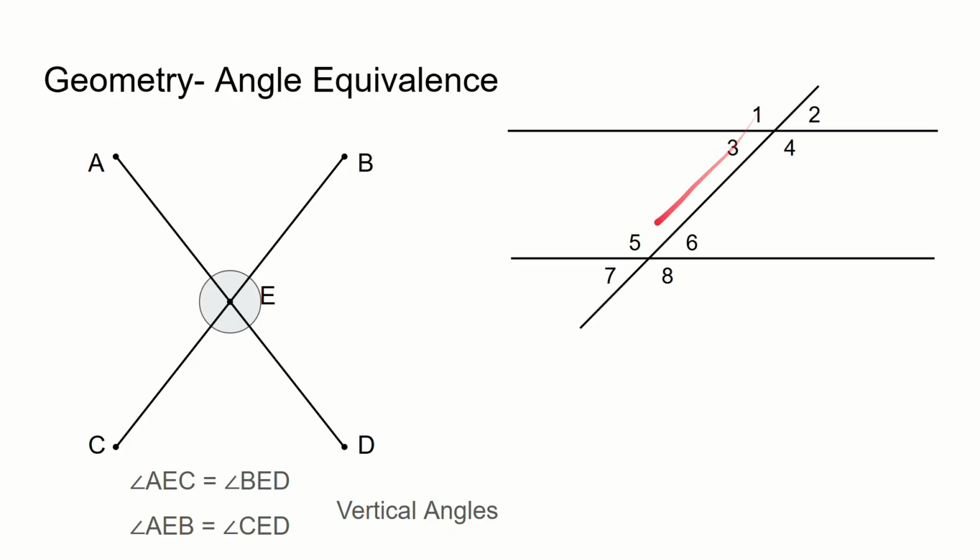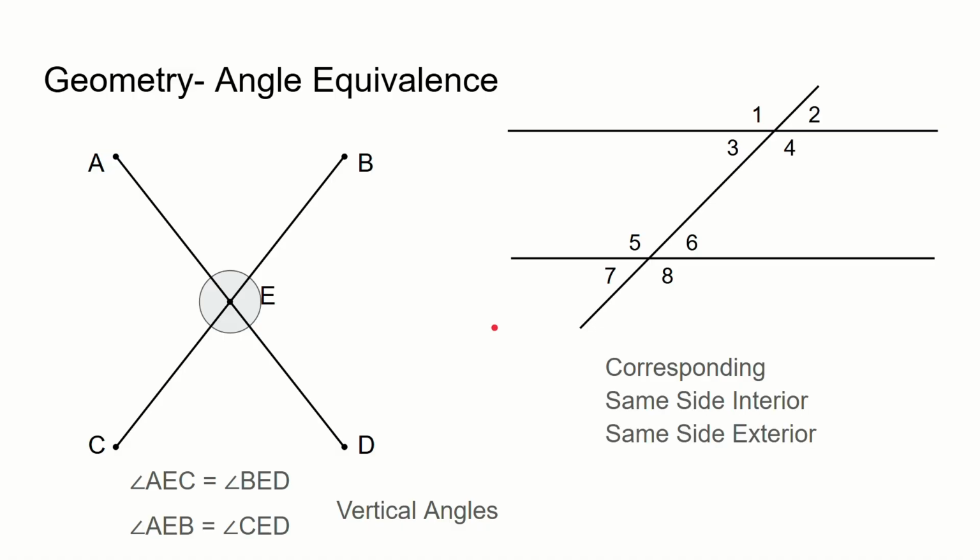So if we labeled all of these angles, we could call all of the angles that are in essentially the same spot corresponding. So 1 and 5, 2 and 6, 3 and 7, and 4 and 8 are all corresponding angles, and corresponding angles will be equal. And then another thing is same side interior and same side exterior.